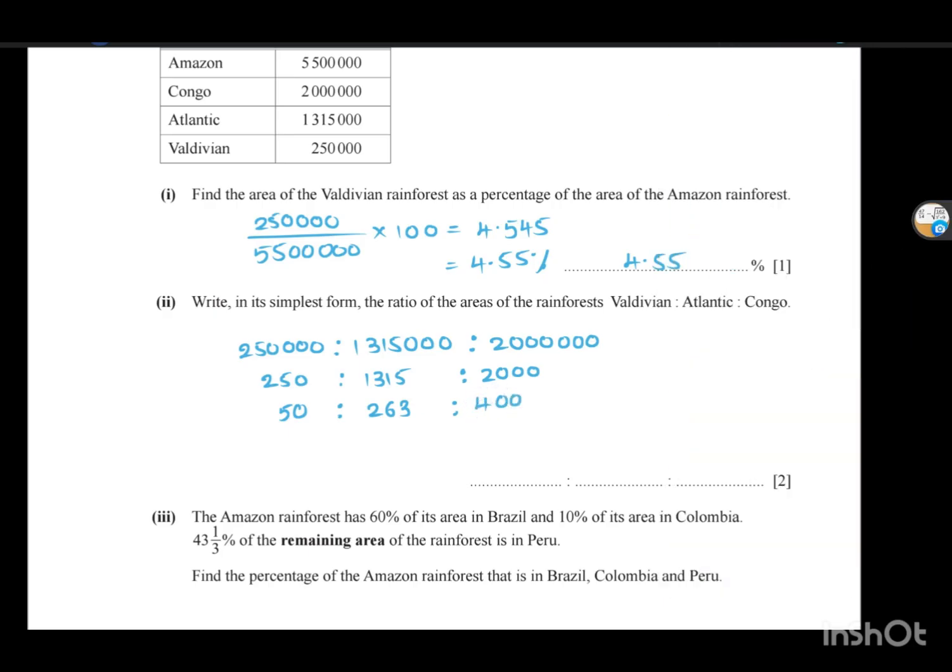Again, when you see these three, you cannot have any common factor here because there is 0 and 0 in the last two numbers, and in the in-between number there is 3. So you cannot find any common factor here. So this will be the simplest form. So this is the ratio for the given question.